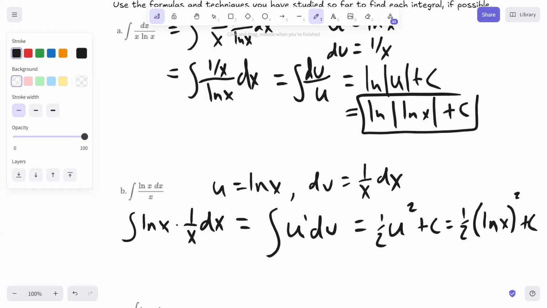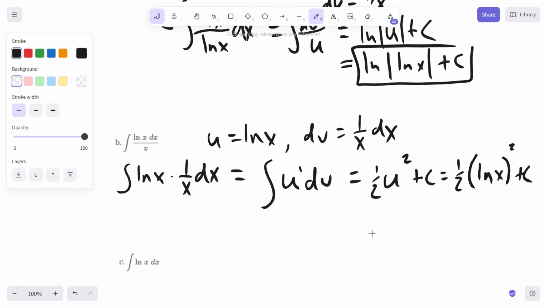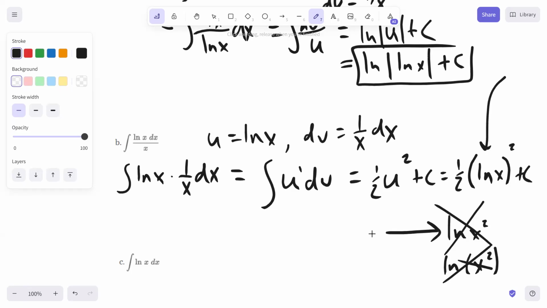And let me just make a note about something here with this one. It's natural log of x, the whole thing squared. It's not the same as natural log of x squared. That would be the same as if you had 2 natural log of x. But that's not what this one is. This means natural log x times natural log x. All right. So that's that one.